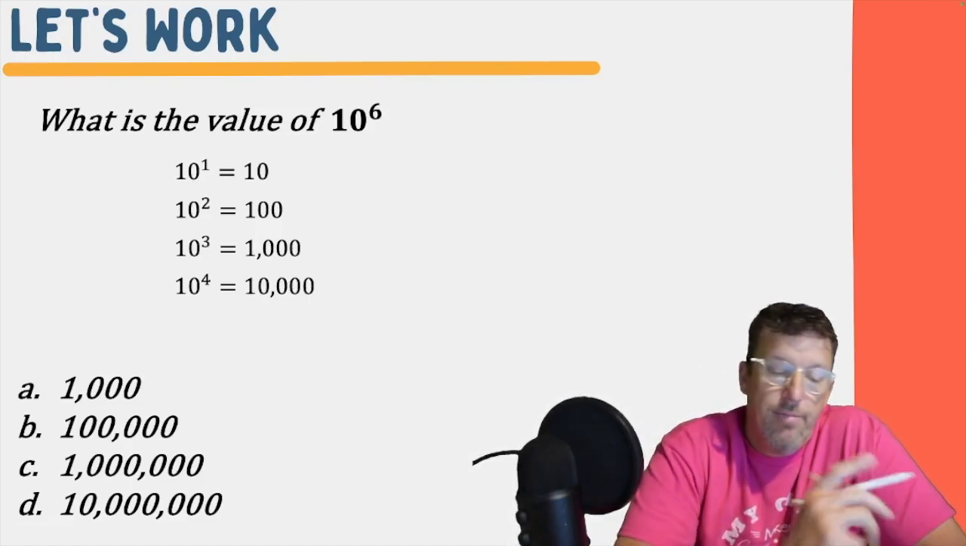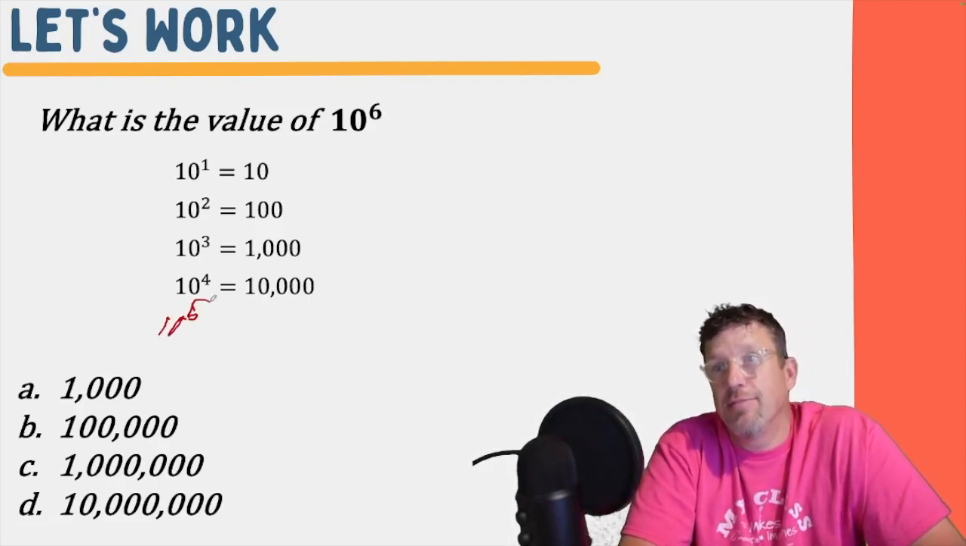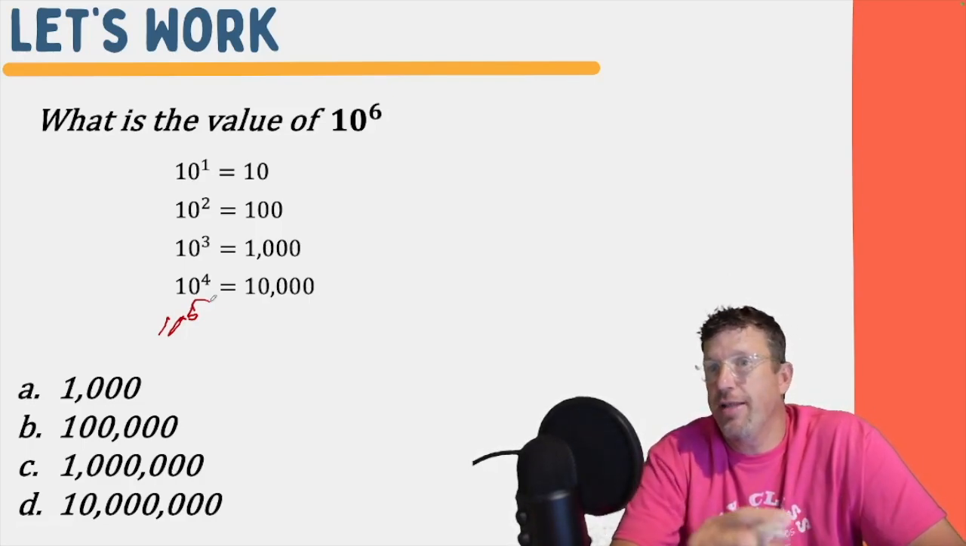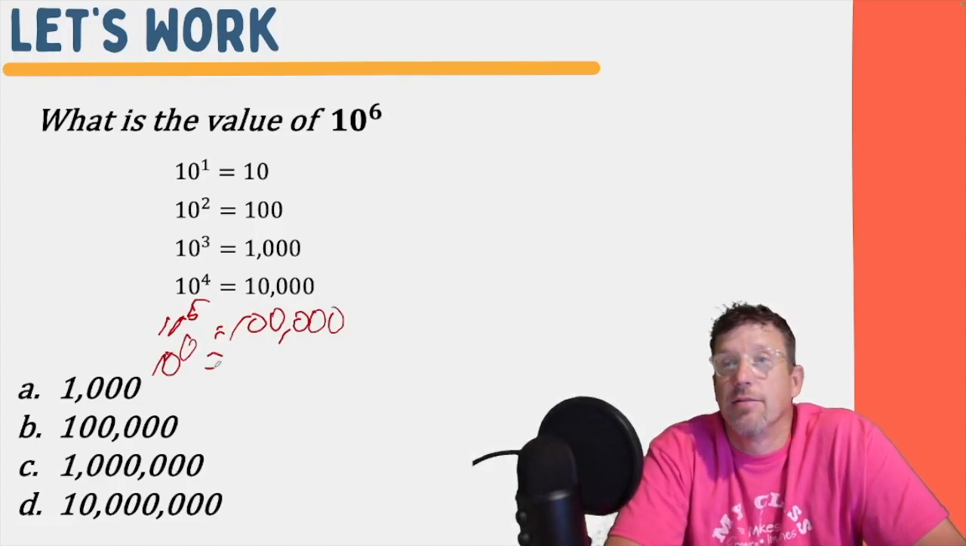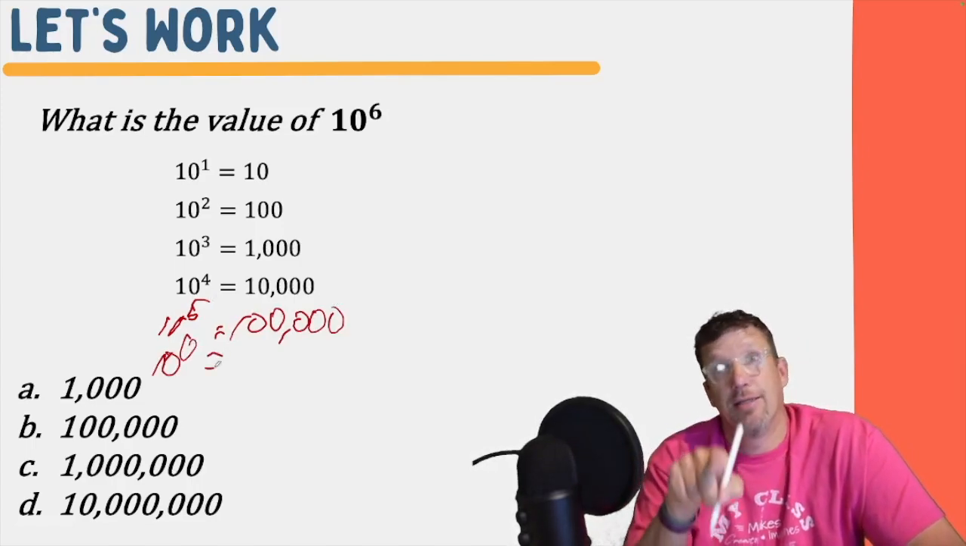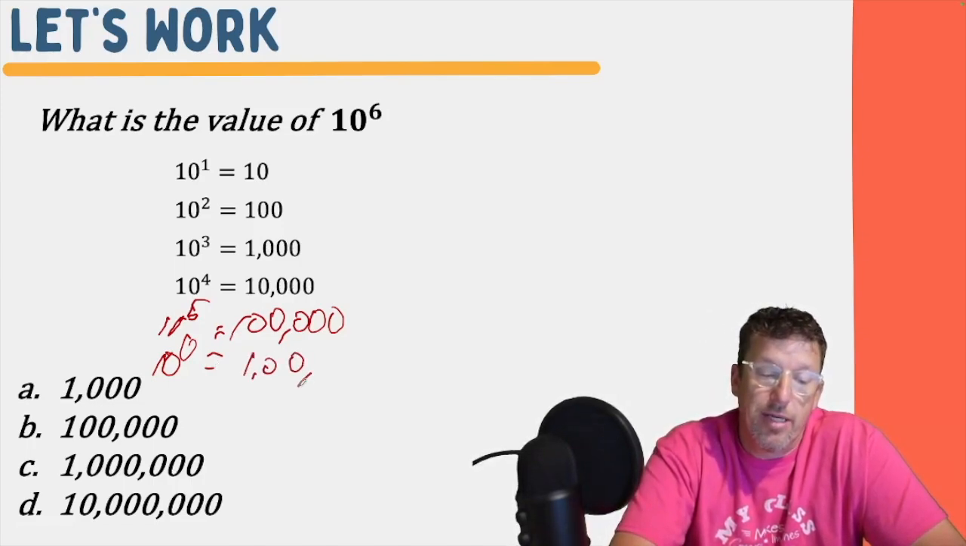Well, if you haven't picked up on some of the patterns, you could just say, 10 to the fifth is 10 times 10 times 10 times 10 times 10, and you multiply that out, and you're going to figure that out to be 100,000. And then 10 to the sixth will be 10 times 10 times 10 times 10 times 10 times 10. So 6 tens, multiply them together, and you're going to get 1 million.